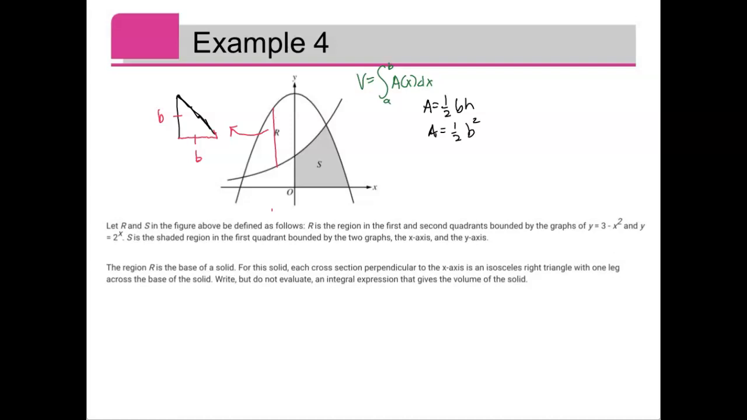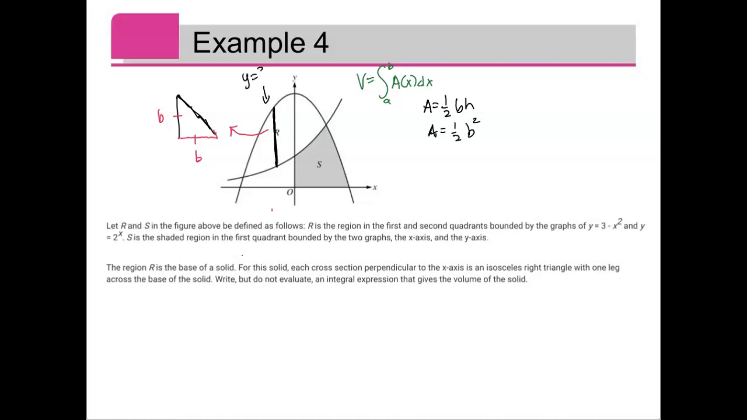All right, great. We have the area, but we need it as a function of x. Now the base is just this distance. How do you find vertical distance between 2 points? Subtract which direction? Top minus bottom. What's this top function? So 3 minus x squared, right?